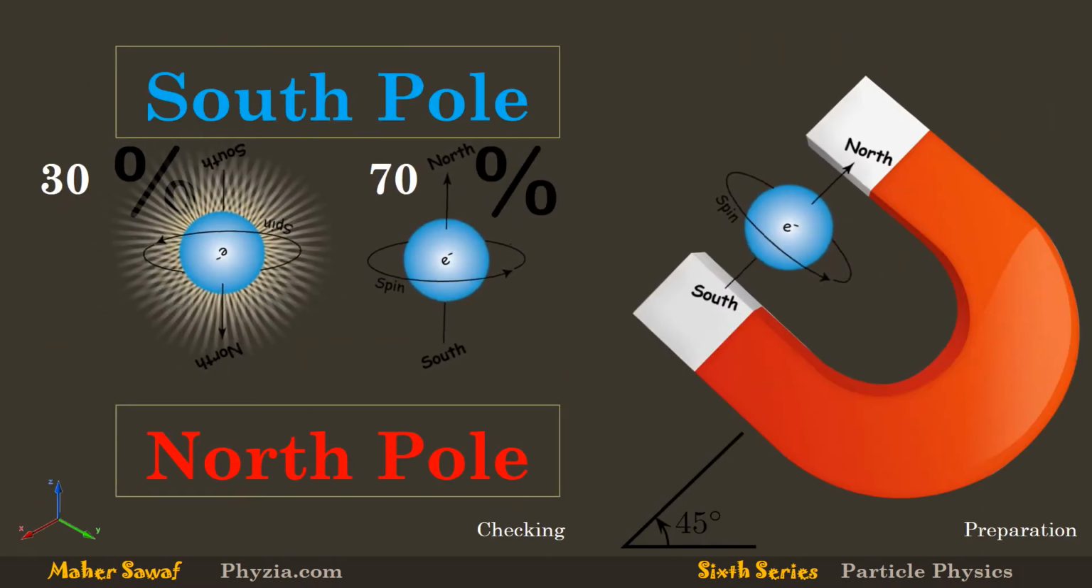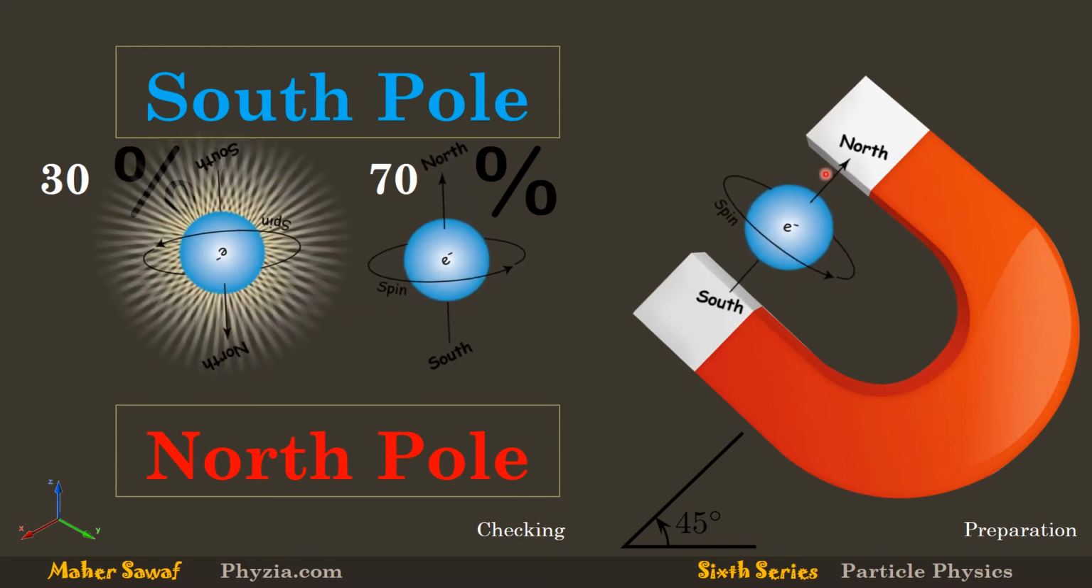Let's go back to the first stage of our experiment and take an electron and put it inside a magnetic field, as shown in this picture. We can rotate the magnetic field in any direction we want, giving this electron a certain angle. This is how we prepare the angle of the electron in stage 1.